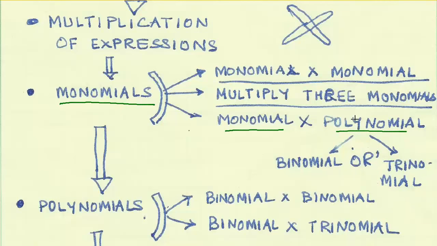I'll tell you what a polynomial is in more detail later on, but a polynomial actually comprises several types of other expressions, and in this case we are going to learn about binomial and trinomial. So it could be a monomial multiplied by a binomial, or we will discuss a monomial being multiplied with a trinomial. Then we will look at even more complex multiplication of expressions when we consider the polynomials. So in this case we will be looking at a binomial multiplied by a binomial and a binomial multiplied by a trinomial.